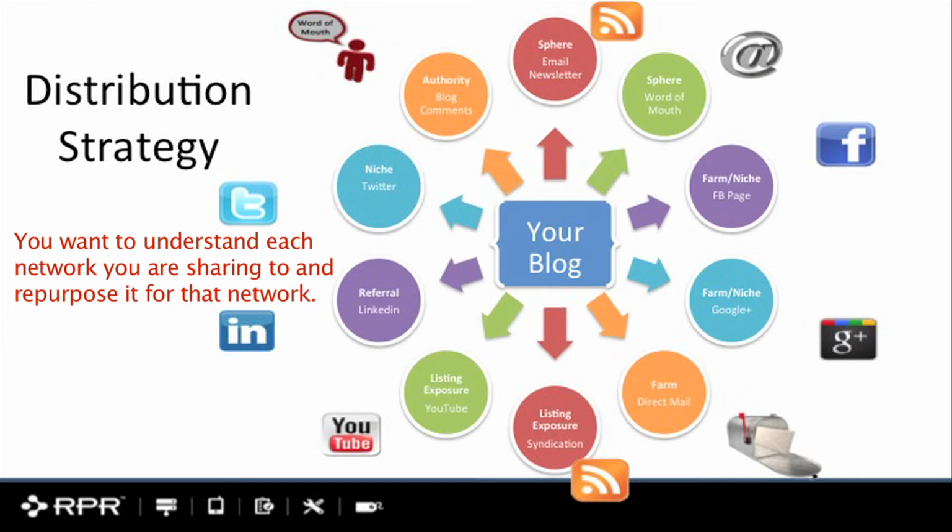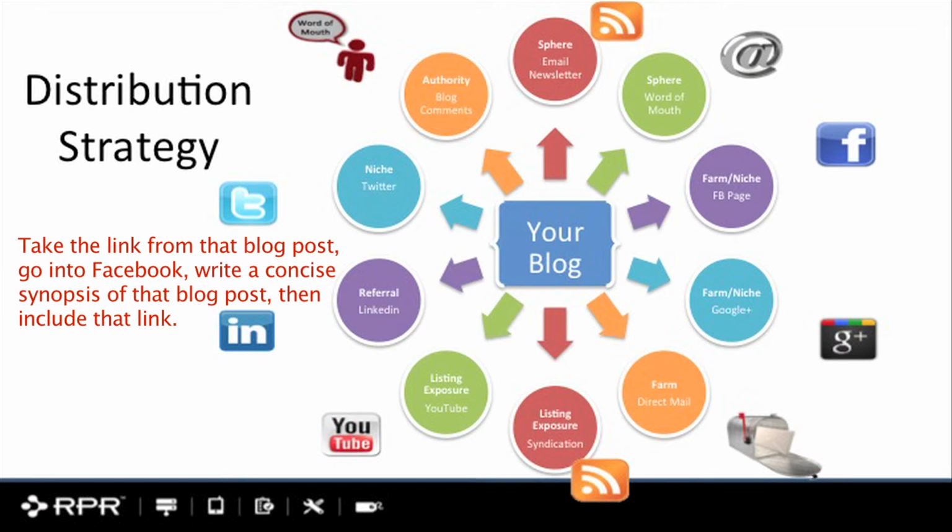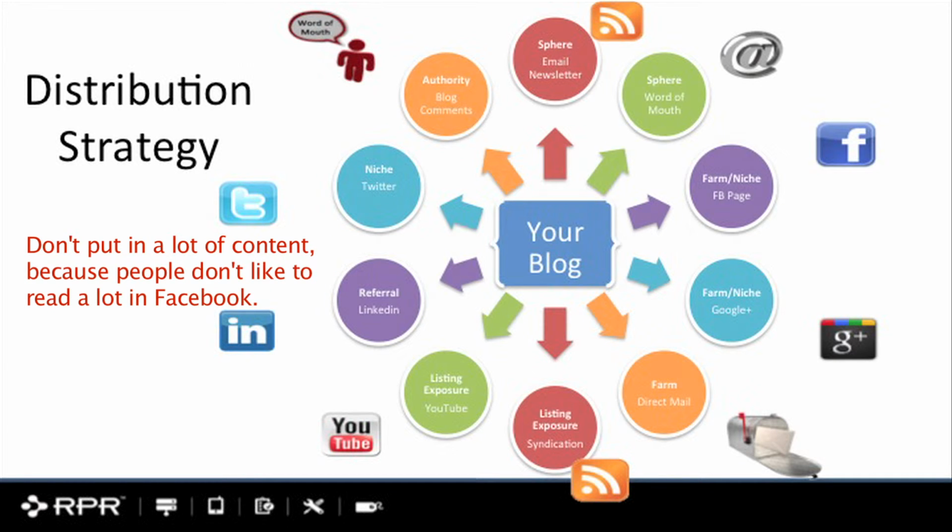So if we create a blog post, and now we want to send it into Facebook, what we're going to do is we're going to take the link from that blog post, we're going to go into Facebook on our business page, let's say, and we're going to write a concise synopsis of that blog post. And then we're going to include that link. But it's not the same content they're going to find when they click the link. Make sense? And by the way, we're not putting in a lot of content because people don't like to read a lot in Facebook. Okay?